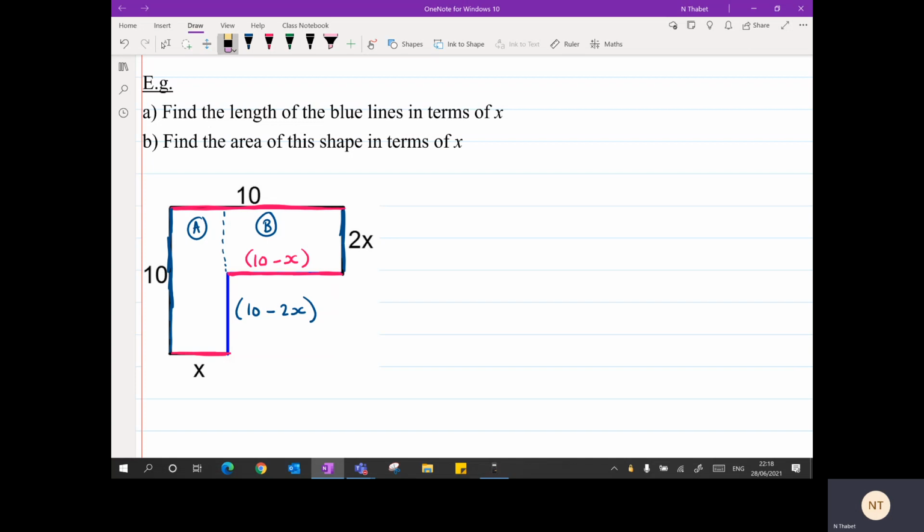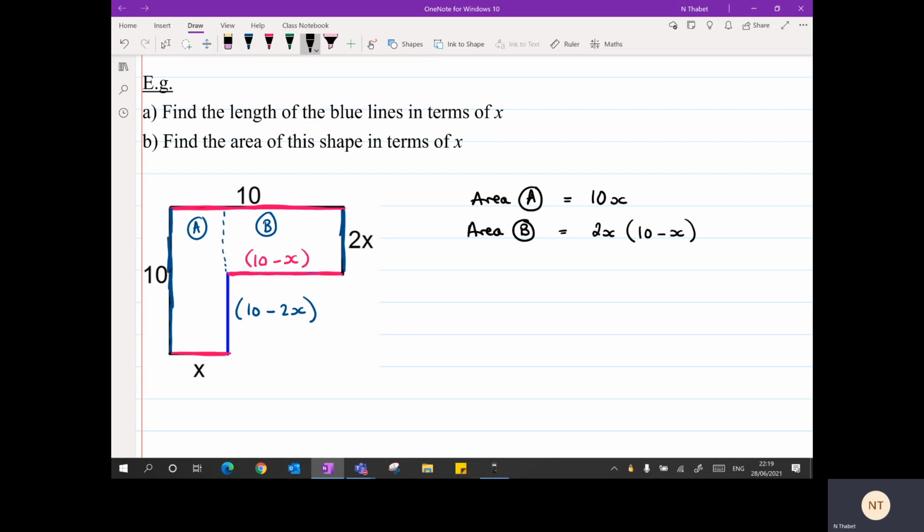So for A, my width is x and my length is 10. So area A is 10 times x, which is 10x. Area B is actually 10 minus x times 2x. Always put the one term at the start and then the bracket after that.